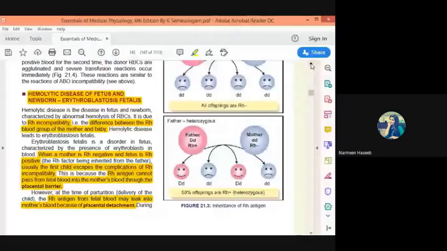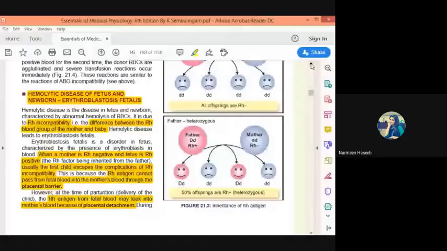But that reaction happens within a month. So what the mother feels are very mild symptoms, but the mother's body develops antibodies against those antigens of the fetus. But obviously, they are not going to hurt the mother's body, so they remain inside the mother's body. The mother conceives for the second time, and again the baby happens to be Rh positive. So what happens then?